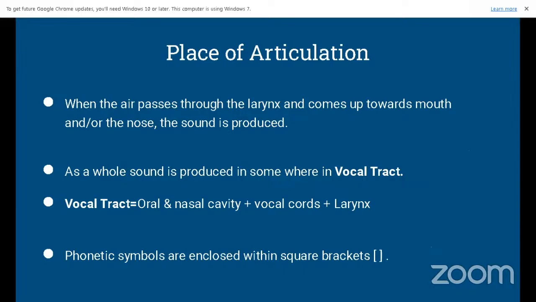Now vocal tract, what is a vocal tract? Oral and nasal cavity. You know that even the nasal cavity is also an active articulator for the speech organs. There are certain speech sounds which have this, the m sound and n sound.